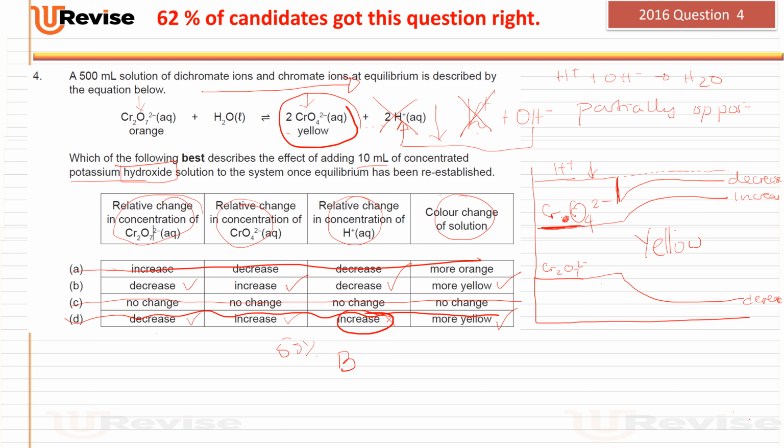All right, because we're told 62% of candidates got this question right, I'm just going to assume that most of those who got this question wrong would have picked the answer D because of what we're seeing here. Hydrogen increases, but relative to where it was before, it's a decrease. Okay, so I'm going to finish off this one at this point, and I shall see you when you attempt the next question.